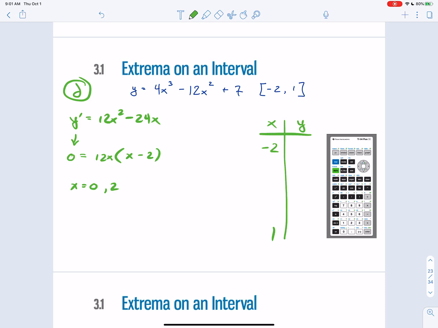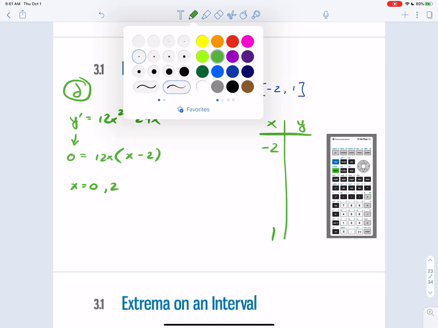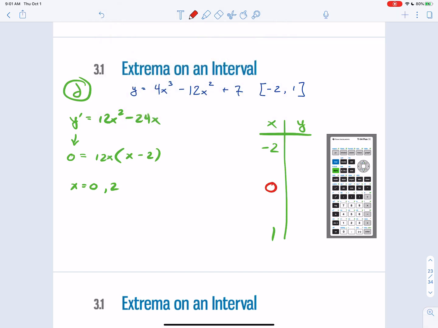Okay. And then I take a look, is 0 and 2 inside my interval? Well, if I'm going from -2 to 1, the only number that fits is 0. 2 is not in the interval. So what do I do? I ignore it. You don't use it. One less number for you to use. Okay? So I let the calculator do all the hard work.